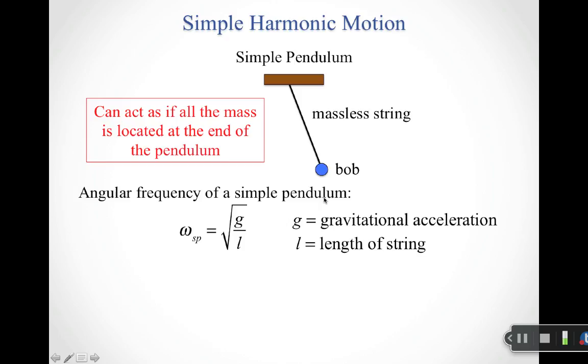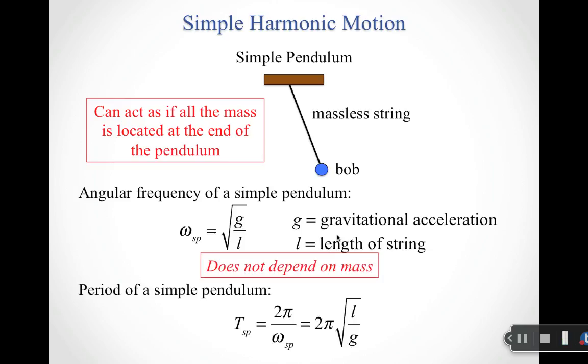So the first thing that you should notice is the angular frequency for my simple pendulum doesn't depend on what mass I have. So if I can act like all the mass is at the end of the string, then I don't actually care how much mass there is. It's not going to affect the angular frequency of my simple pendulum. Right, so it does not depend on mass. Now I can calculate the period of my simple pendulum by just taking 2 pi over the angular frequency, and again my fraction flips over underneath the square root, so this is 2 pi times the square root of L over g.